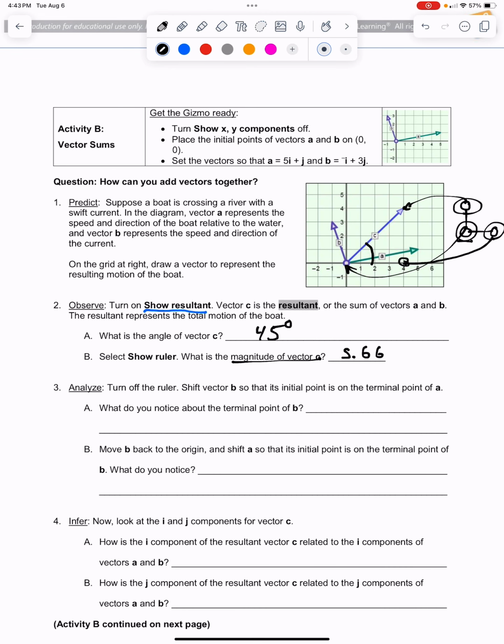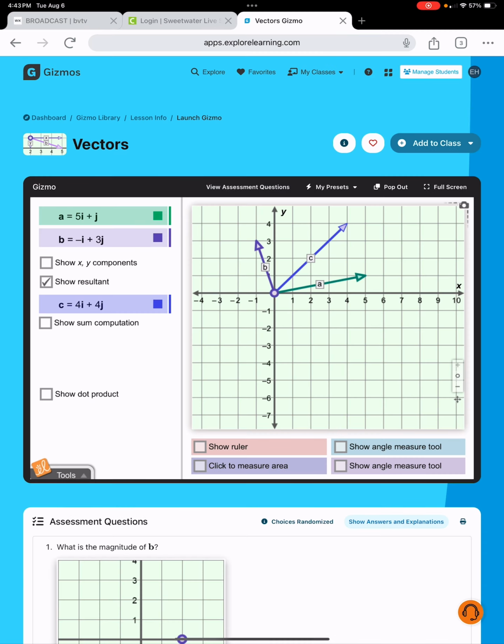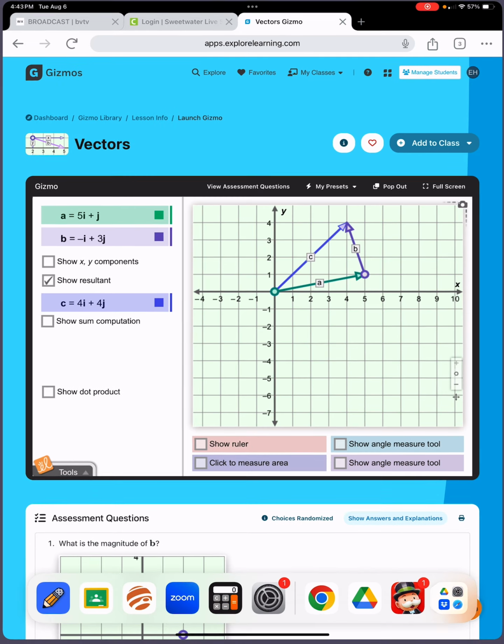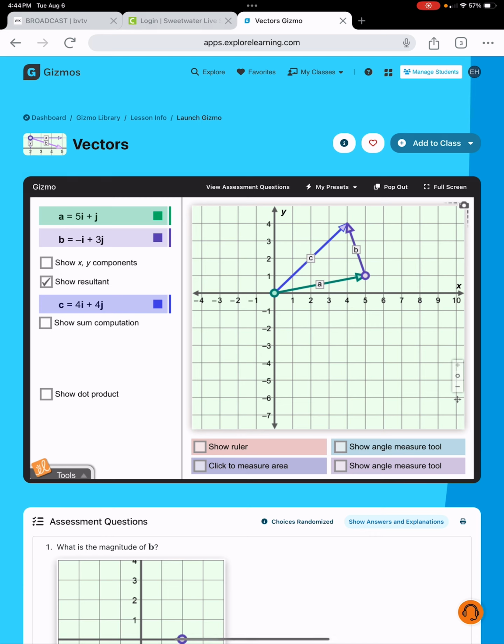Shift vector B so that its initial point is at the terminal point of A. Watch this. I'm going to take B and shift it over like this so that it's the terminal point of B. What do you notice? Right? It says, what do you notice about the terminal point of B? Do you all notice that the terminal point of vector B points at the terminal vector C, the resultant vector?